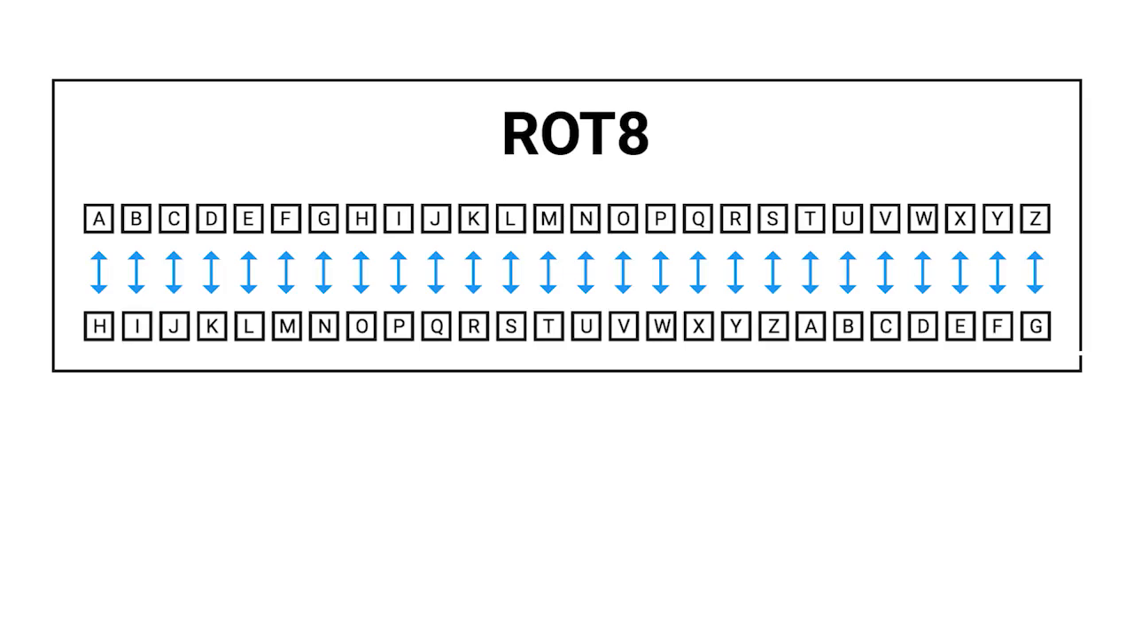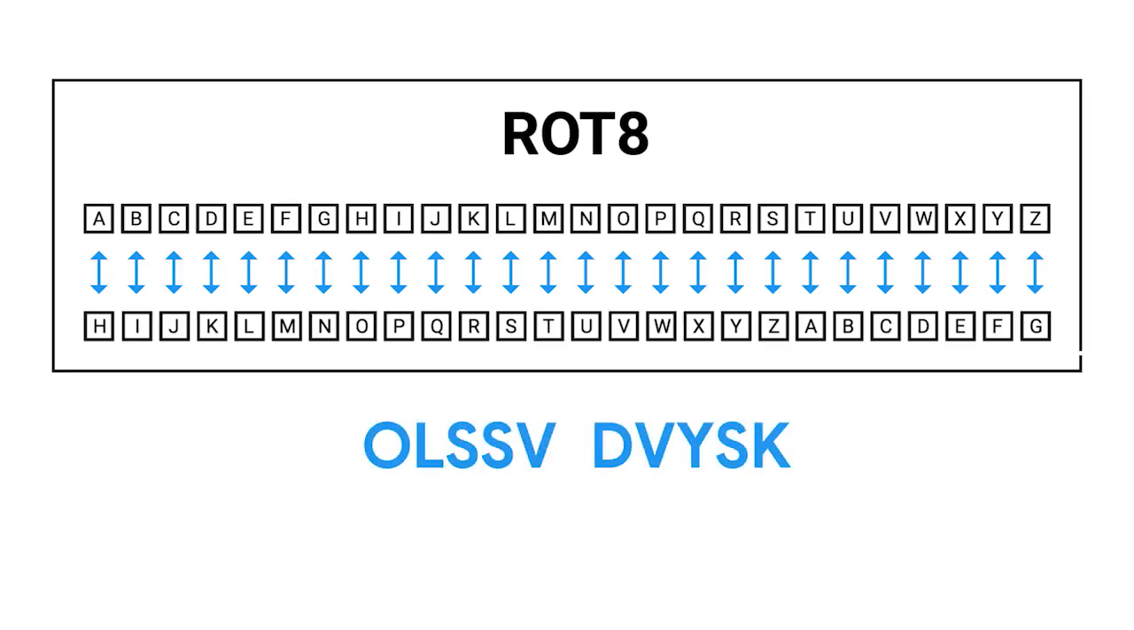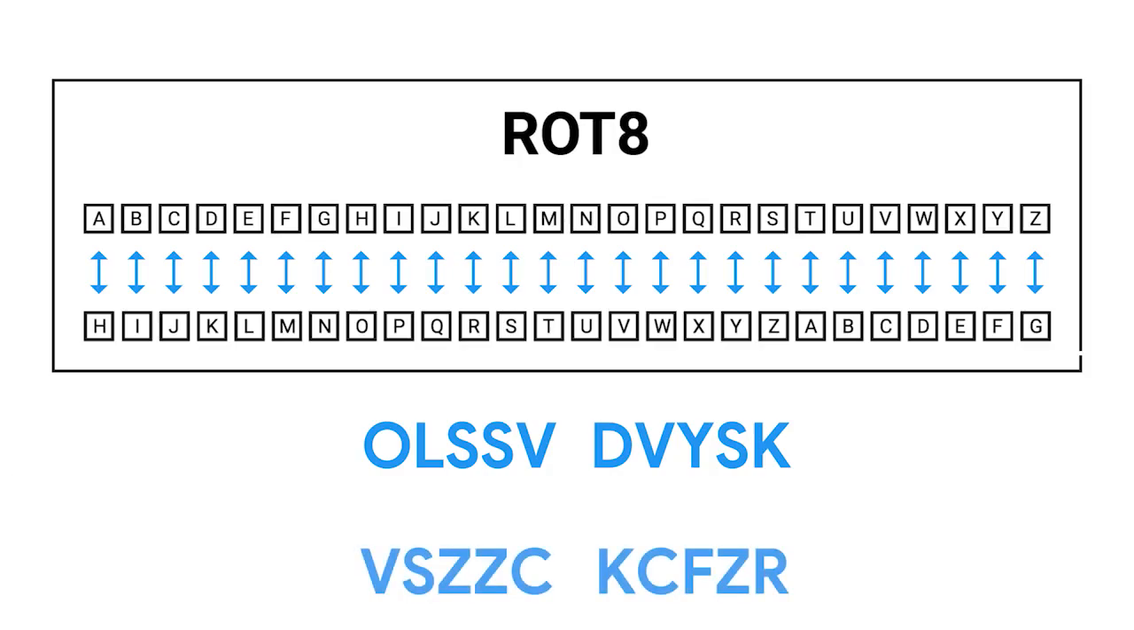If we were to choose a different key, let's say 8, can we do the same thing? Let's check. Here's the mapping table for an offset of 8, which gives us the ciphertext of OLSSV DVYSK. If we run this through the cipher once more, we get the following output: VSZZC KCFZR. That doesn't work to reverse the encryption process, does it?